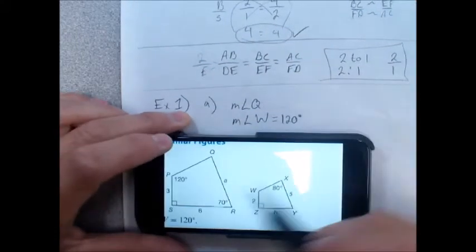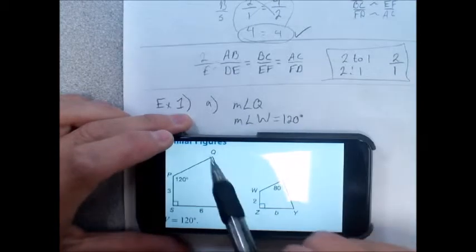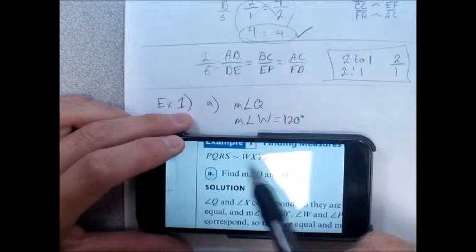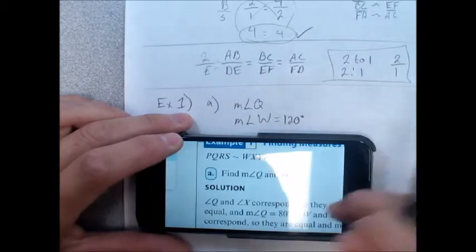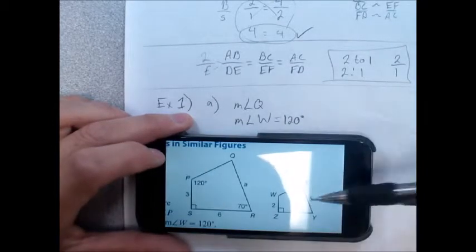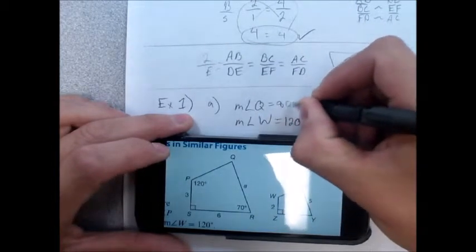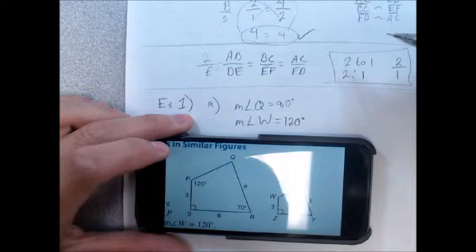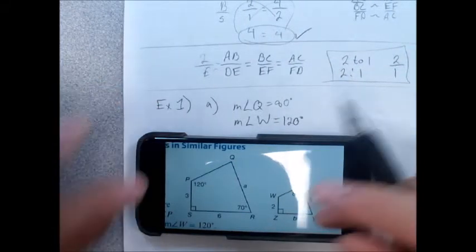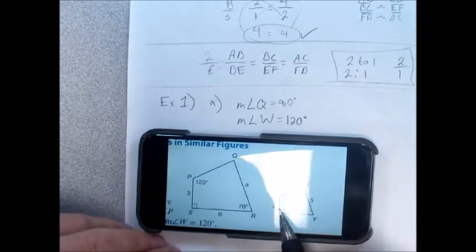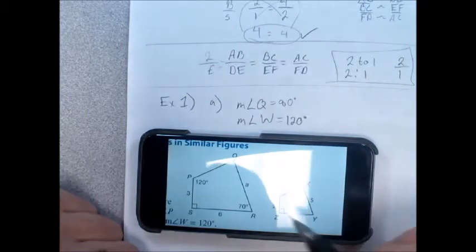Next, I'm looking at Q. Q is in the corresponding spot with X. We can see that in the picture, but if we didn't, I can look at Q and X in the corresponding spots in our similarity statement. So again, Q and X are the same, that's 80 degrees. And these are really quick problems for that reason. If we identify their corresponding angles, then it makes our life really easy. Just a reminder, this box right here is a right angle, so it's 90 degrees.